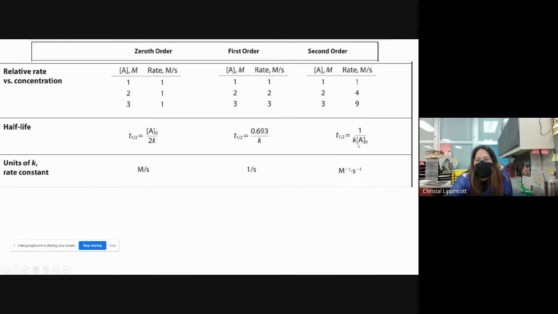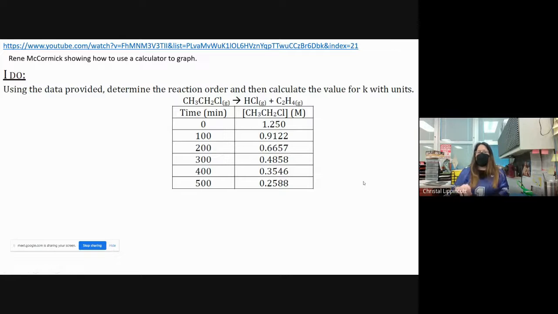Here are your half-lives. This one right here is the only one that you would need for the exam, and it is on your equation sheet. This helps you verify your units of K, but you need to get used to doing those on your own. All right, here we go. You ready?